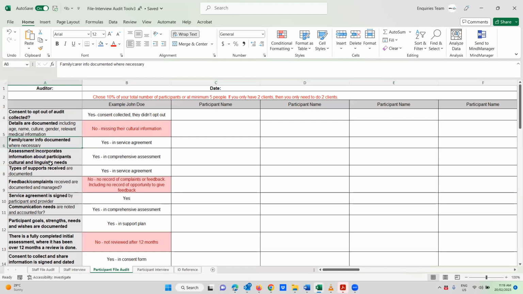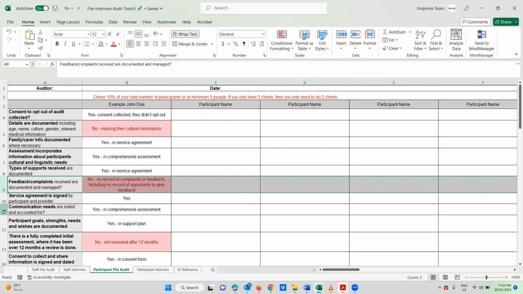So we need family carer information. We need to make sure your assessment incorporates all of the person-centered ideas and concepts. We need to see that a person has been explained how the feedback and complaint system works. We need to see that service agreements have been signed by the participant, that we can see documented proof of that. And if someone is incapable of signing, it's just not possible, then we need to find an email or some kind of backup evidence that says, this person needs these supports, is unable to sign.